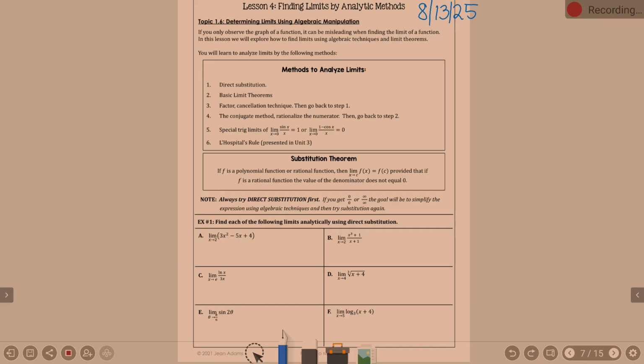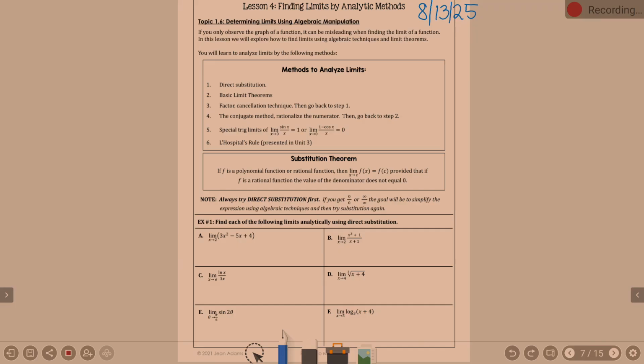Substitution theorem. If f is a polynomial function or a rational function, then the limit as x approaches c of f of x is equal to f of c. That's saying that the limit is equal to the function with the c value plugged into it, provided that if f is a rational function, the value of the denominator does not equal 0.